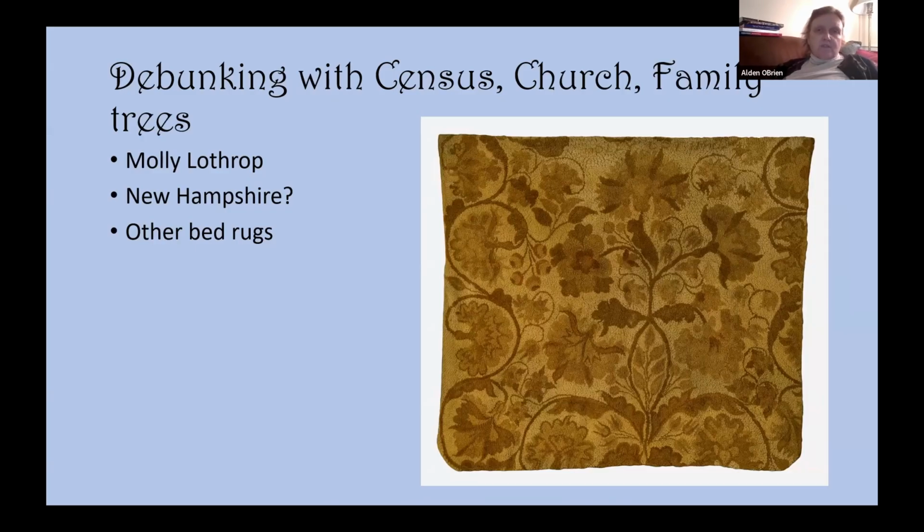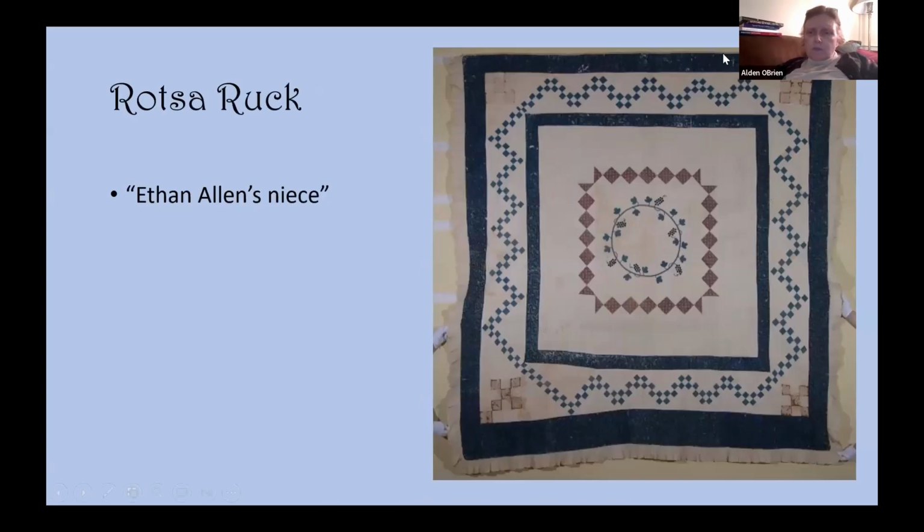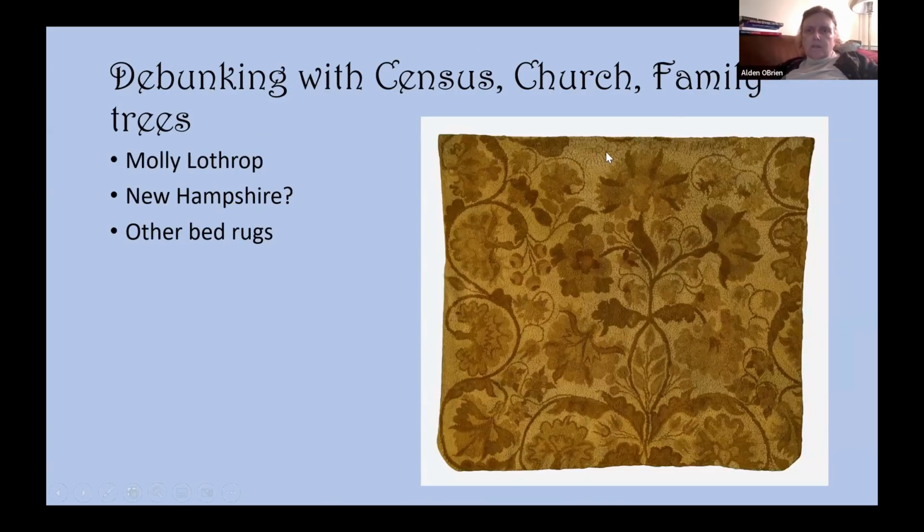This came with the family history of having belonged to, it says Molly Lothrop. You can barely see it up here. It says Molly Lothrop, 17 something, I forget, 82 or 74 or something like that. And the donor said, oh, well, this was made by the niece of so-and-so, and I can't even remember right now. I didn't look it up.